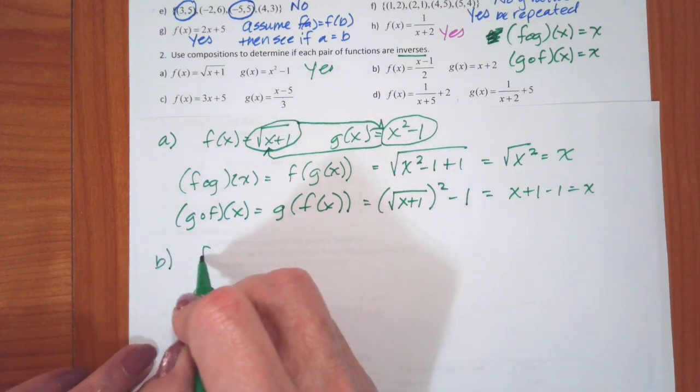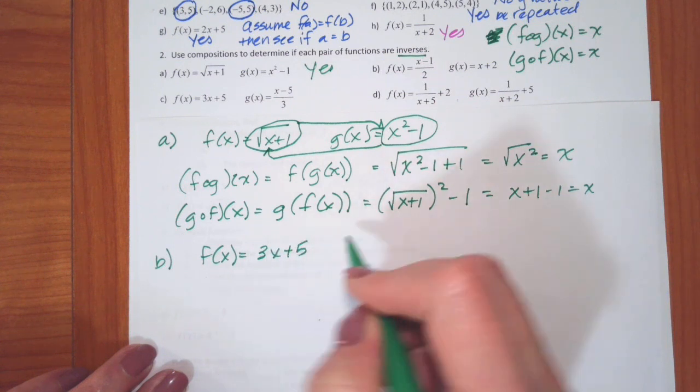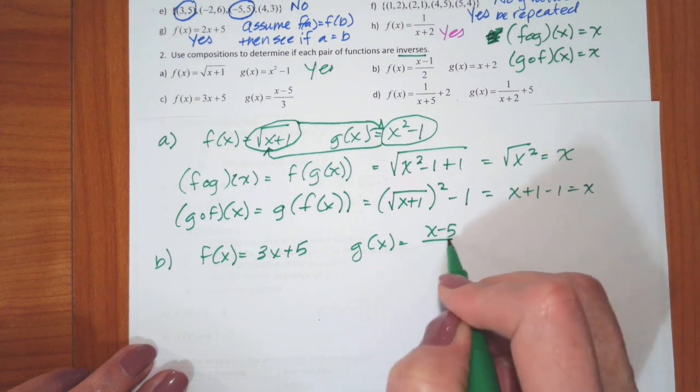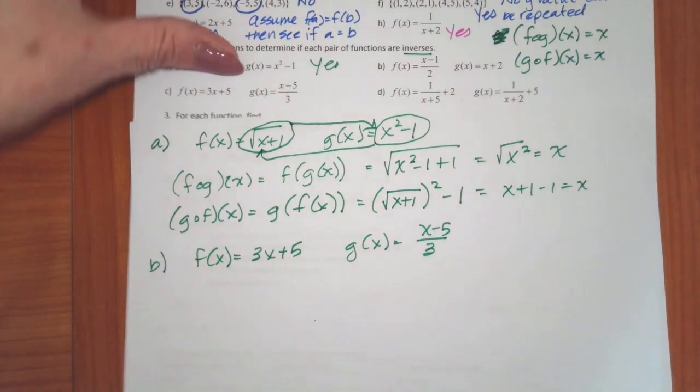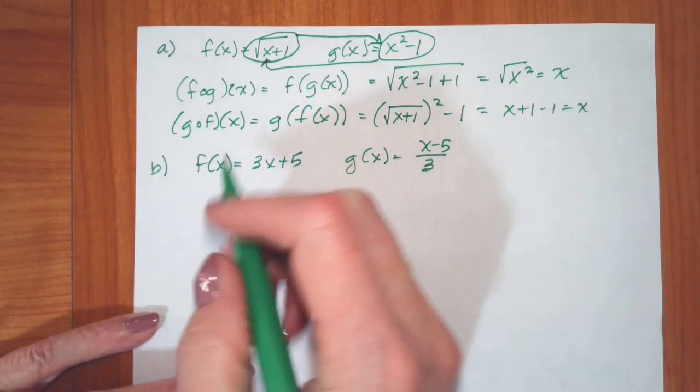Okay, for B, I have f of x equals 3x plus 5, and g of x equals (x minus 5) over 3. I'm going to pull this away so we can see it better. All right, so I'm going to do the same thing.